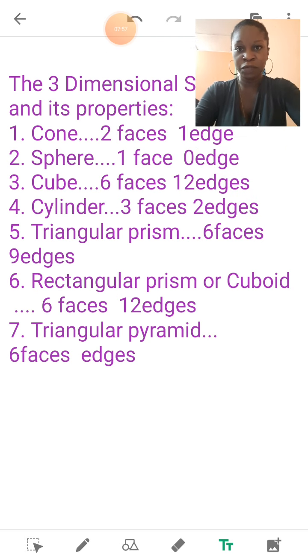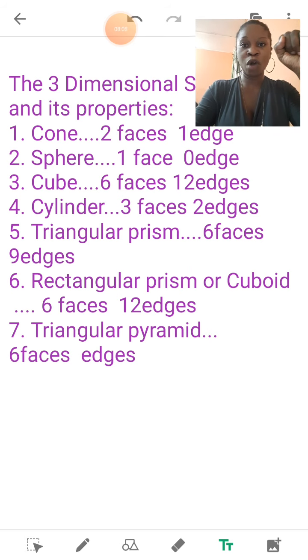Okay, can I move this up? Yes, I can. Okay, so among the 3-dimensional shapes there is a cone. A cone is not a 2-dimensional shape because it's not flat. It's a 3-dimensional shape. It has 2 faces and 1 edge.